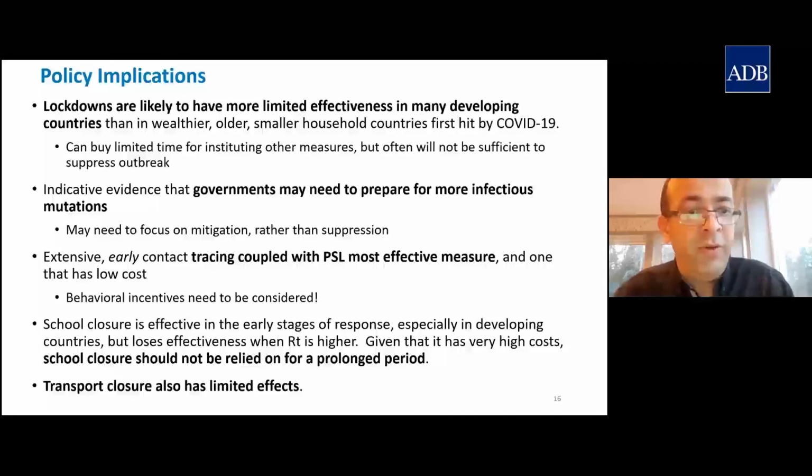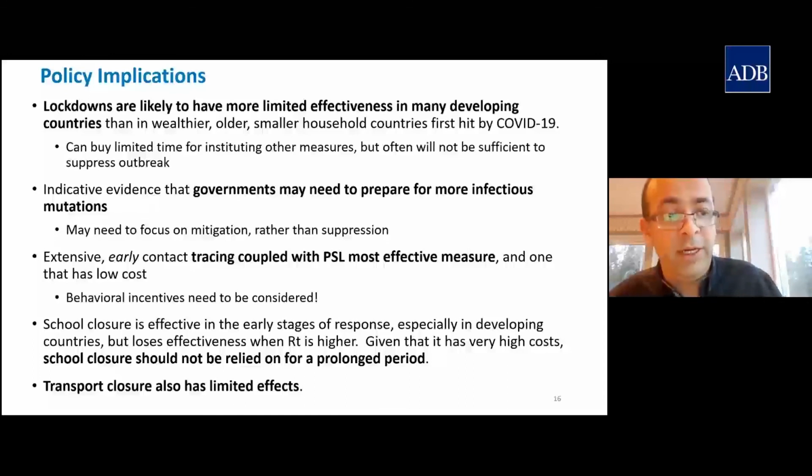We also find that because new mutations seem to increase infectiousness, this is something that governments may need to prepare for, that the pressure of the spread of COVID-19 may be growing due to this. We find that it's really important to get contact tracing going when there's a low level of infections, and to complement it with paid sick leave to set the right incentives for the system to work.